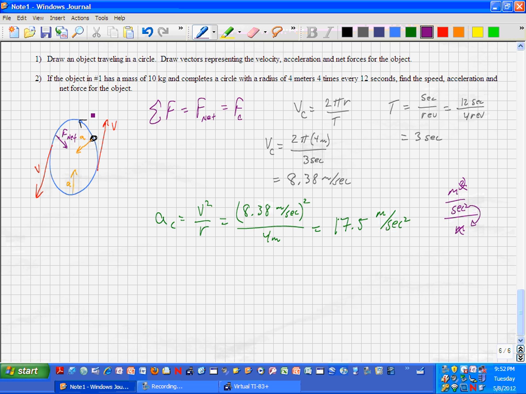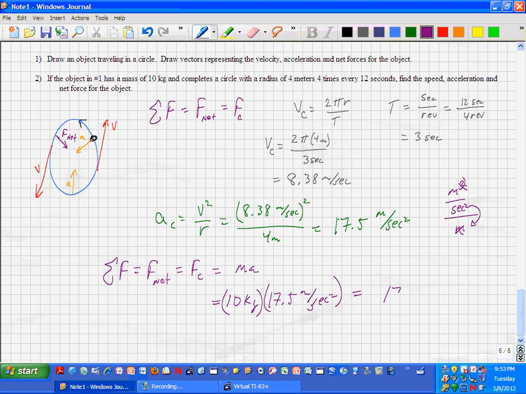Last thing we need to find is the net force on the object, or the centripetal force. So F net, sum of the forces, is going to be that centripetal force, which is going to be equal to mass times acceleration. So that's going to be equal to the mass, which is 10 kilograms, times the acceleration, 17.5 meters per second squared.